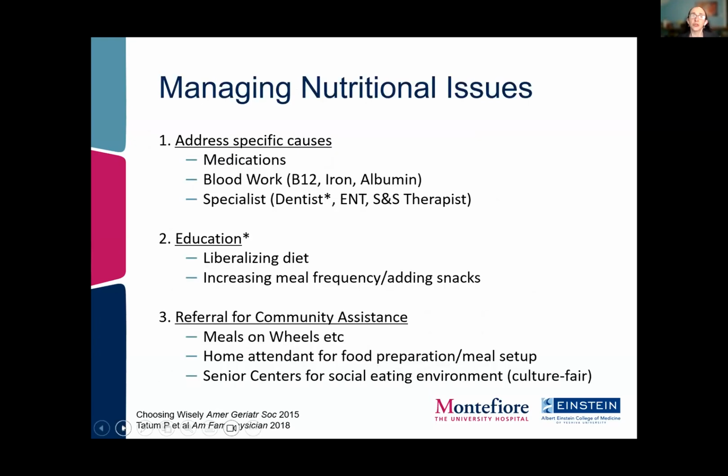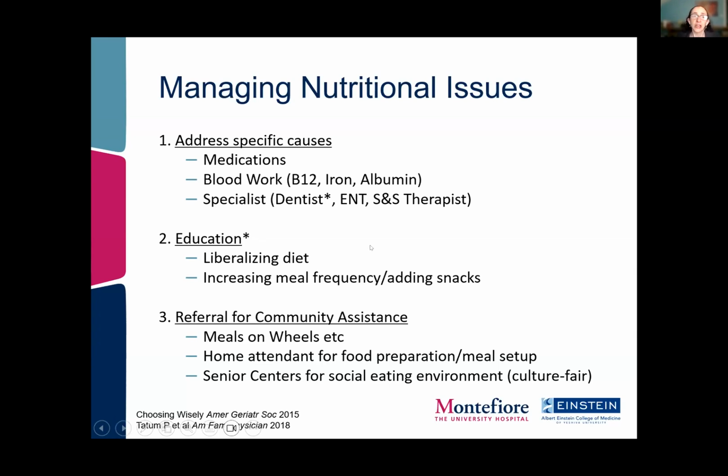In terms of managing nutritional issues, I think about 3 buckets of strategies. We're going to address the specific causes. So whether it's a medication like metformin that we need to change, we're going to certainly do blood work and address malnutrition while we're at it. Is there low B12? Is there low iron? What's their albumin level? That can sometimes clue us in a little bit. And then we're going to involve specialists. Sometimes we need to get ENT or speech and swallow involved when there are swallowing issues. And certainly dental care. Dr. Varela will go into much more detail about this, and I think mentioned today some of the connection between weight loss and nutrition and oral health. So we need to address some of the specific underlying causes.